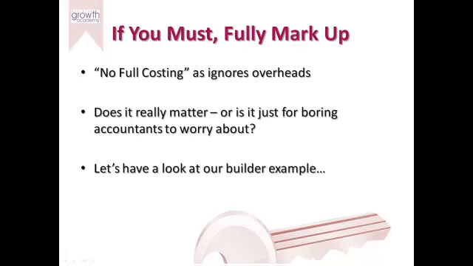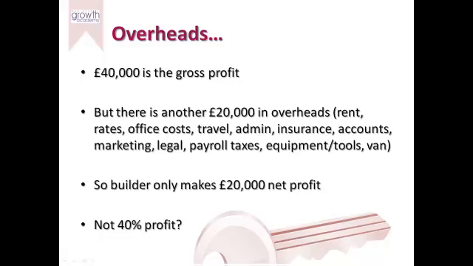Now, it's not an appropriate markup because it ignores overheads. Now, you might say, am I just being a boring accountant worrying about numbers? Well, let's have a look at our builder example and see if these numbers really matter. Now, the £40,000 we figured out on the other slide is actually gross profit. There is another £20,000 in overheads.